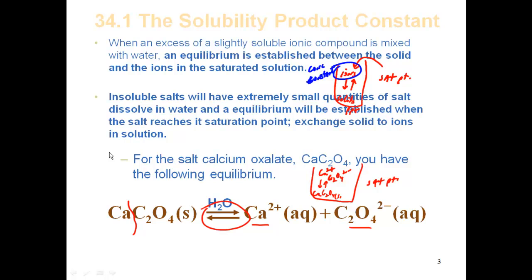And in essence, the concentration of the ions remains a constant at the saturation point. Now, that concentration of the calcium and oxalate is going to be a very small amount, a very little amount that forms ions. It doesn't take much for this to reach that saturation point.